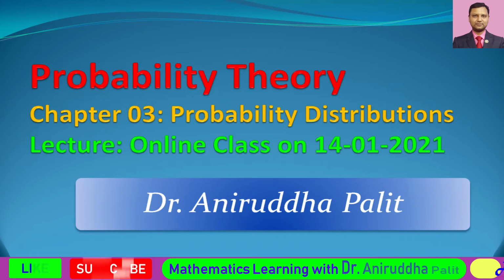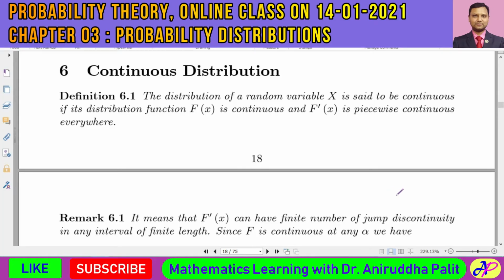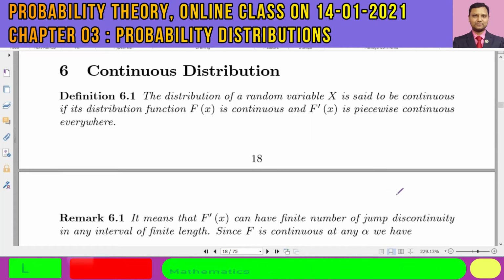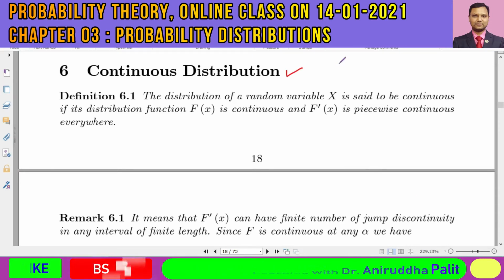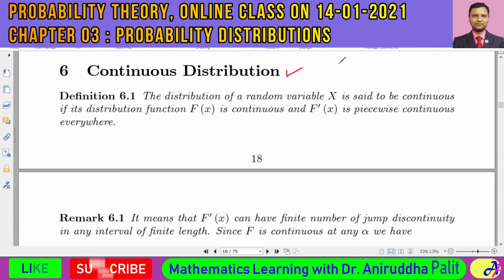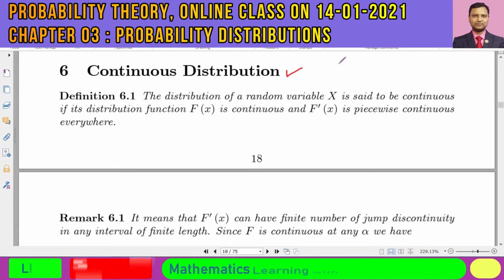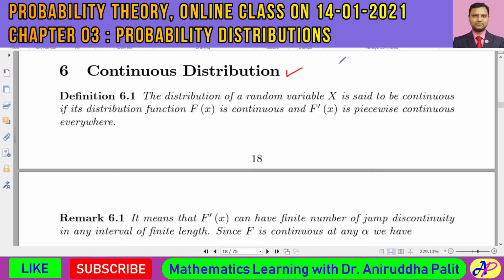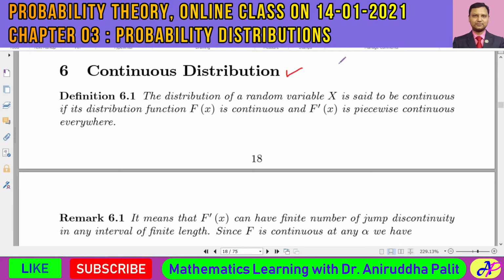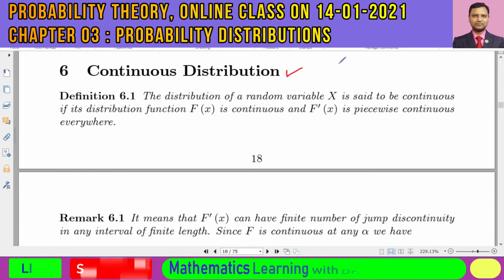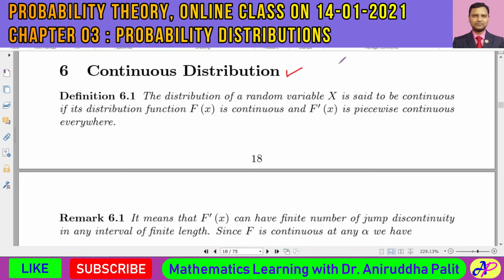Hello everybody. Today we shall discuss continuous distributions. Generally, we had a definition that if the spectrum of a random variable is a continuous set, or, mathematically speaking, a dense set, then we call that random variable a continuous random variable.